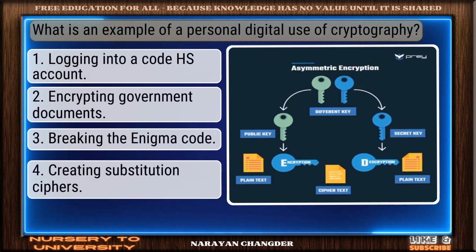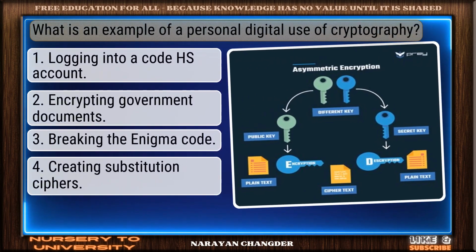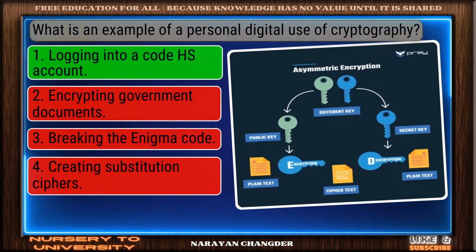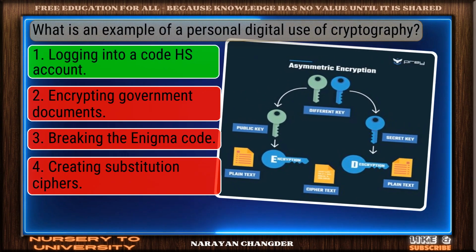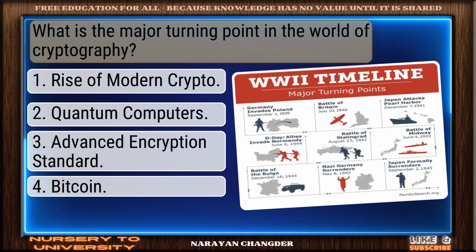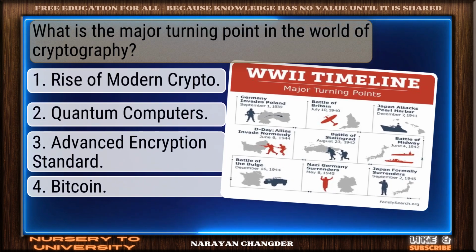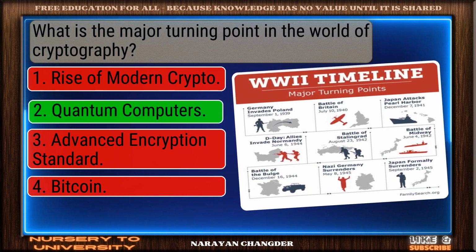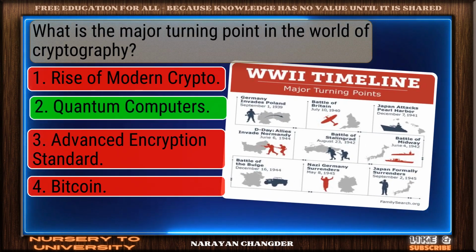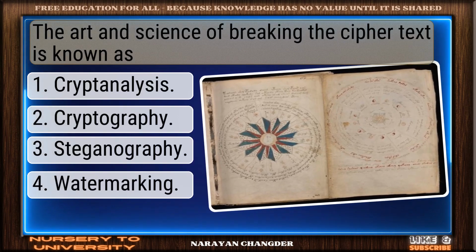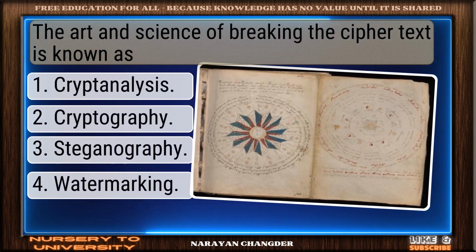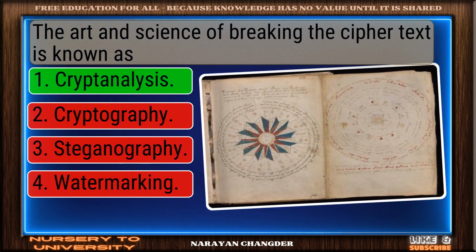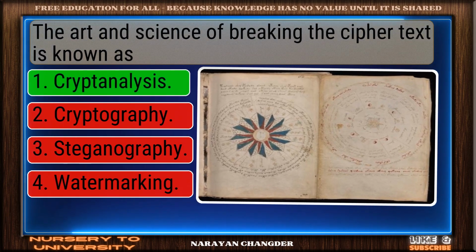Question number 25. What is an example of a personal digital use of cryptography? Solid response. Logging into a code as account is a valid choice. Question number 26. What is the major turning point in the world of cryptography? Nicely done. Quantum computers is a solid answer. Question number 27. The art and science of breaking the ciphertext is known as? On track. Cryptanalysis is the correct answer.